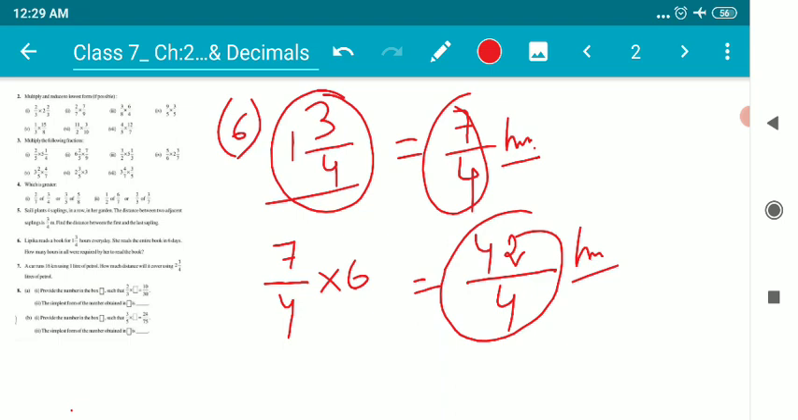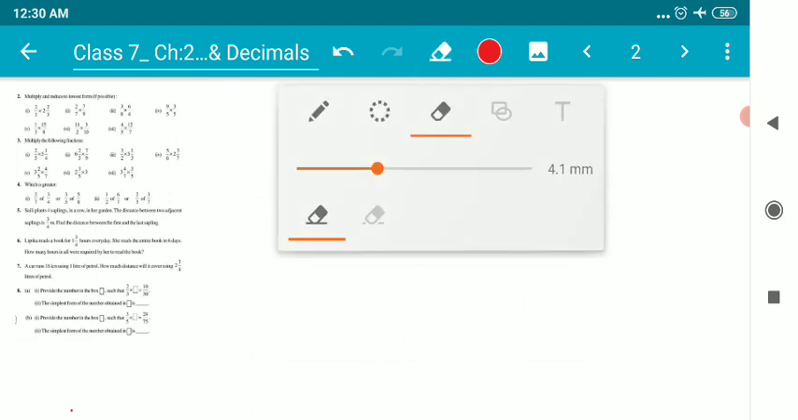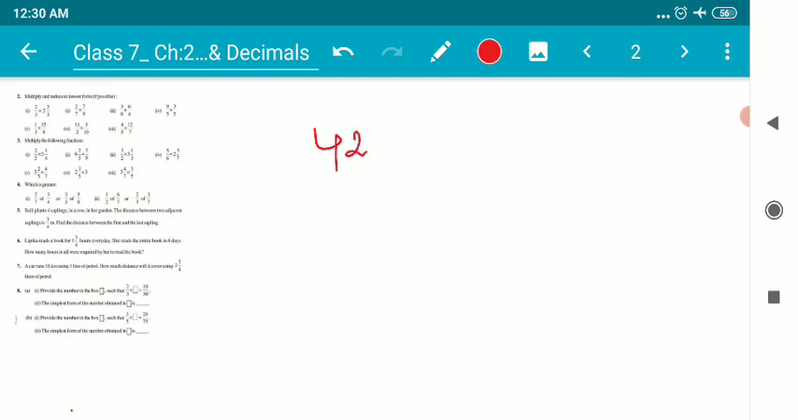That's in a fractional form, and we need to convert it into actual timing. We know that 1 hour is 60 minutes, so 42/4 hours we can simply multiply with 60. So we are just converting into minutes: 42/4 into 60, because 1 hour is equal to 60 minutes.